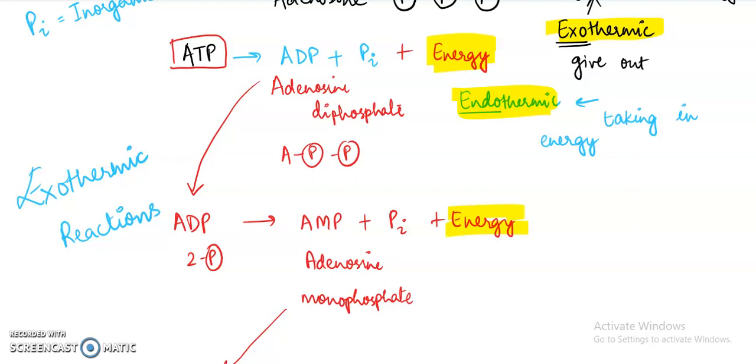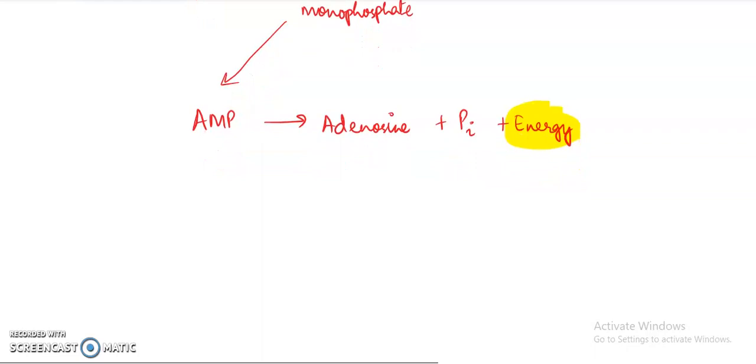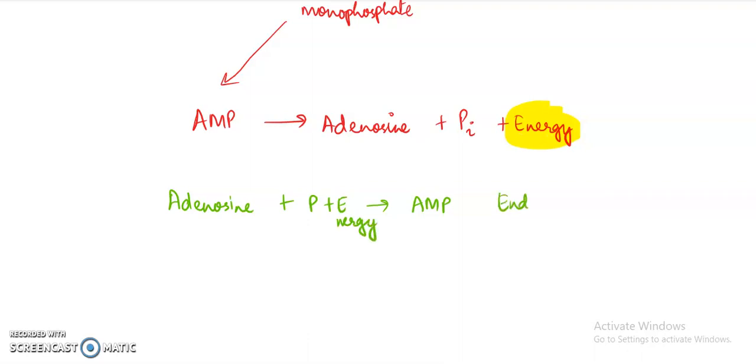The synthesis of ATP will be an example of an endothermic reaction. For example, if you have adenosine and you want to add one phosphate group to it, it will become AMP. You need to add energy to this process, right? So this is energy input, thus it will fall in the category of endothermic reaction.